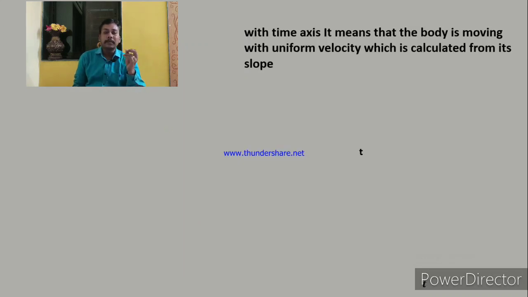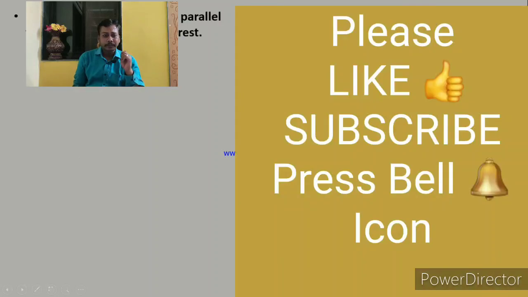So let's take some conditions. If the graph is a straight line parallel to the x axis, then the body is at rest. Here the graph is a straight line parallel to the x axis, and what does it show? It shows that the body is at rest, meaning time is increasing but the position of the body does not change.